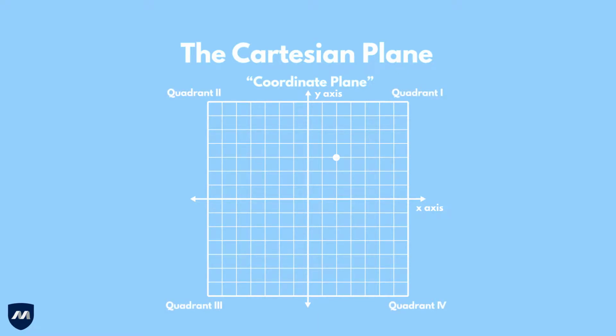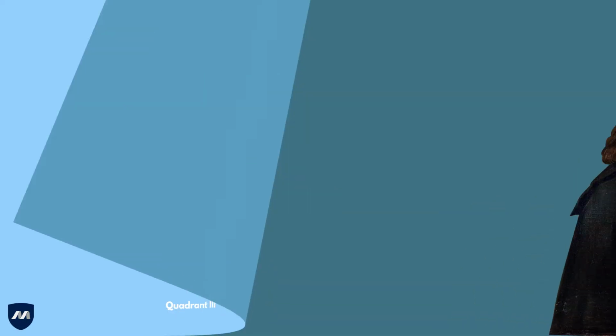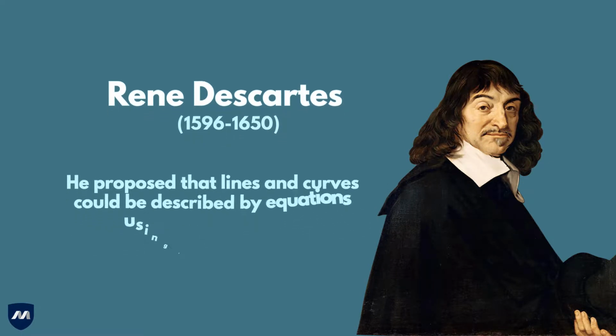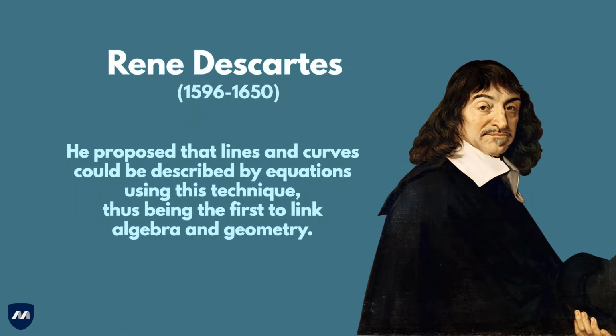Each point of the plane corresponds to an ordered pair called coordinates. The first number in the ordered pair is the x-coordinate or the abscissa, while the second number is the y-coordinate or the ordinate. The method of describing the location of points in this way was proposed by the French mathematician René Descartes. He proposed further that lines and curves could be described by equations using this technique, thus being the first to link algebra and geometry.